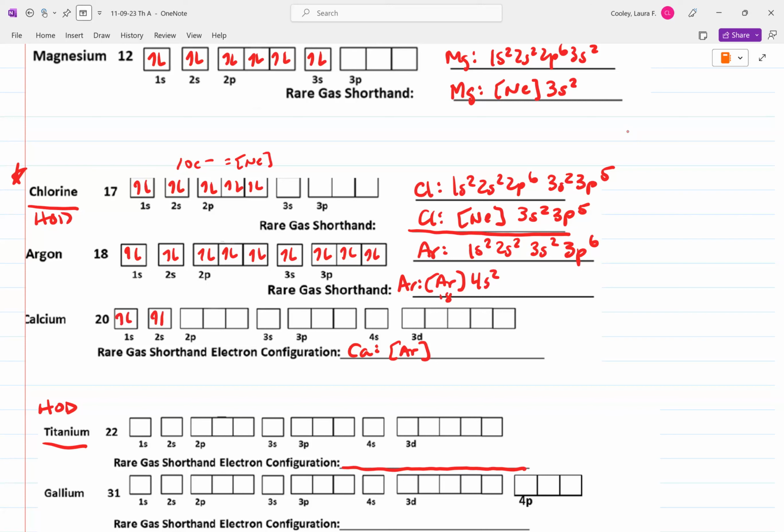If you did it the long way, you'd be doing this forever, which is why I like the rare gas configuration and I highly recommend it. So that's calcium. Don't forget the 4s2. I didn't write that down. Oh, wait, hold on, I put it in the wrong place. Sorry, I messed it up. Argon is just argon. Calcium is argon 4s2. Oh, wait, did I? No, it's 20. 2, 4, 6, 8, 10, 12, 14, 16, 18, 20. Yeah, no 3Ds.